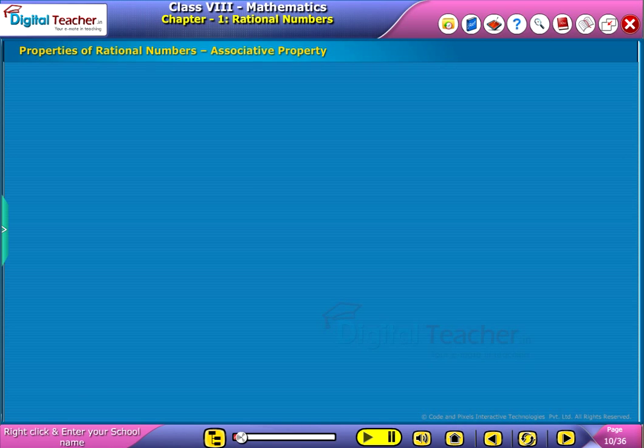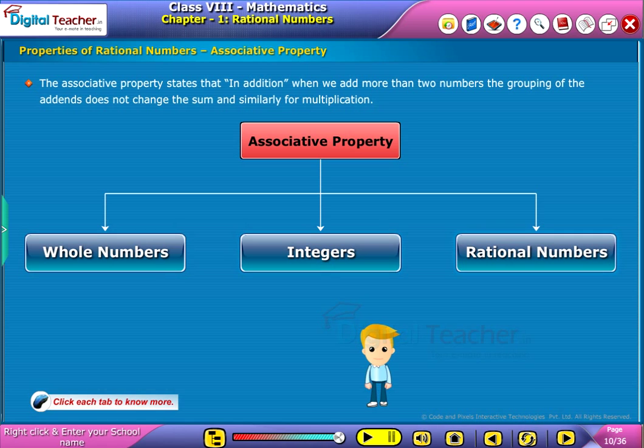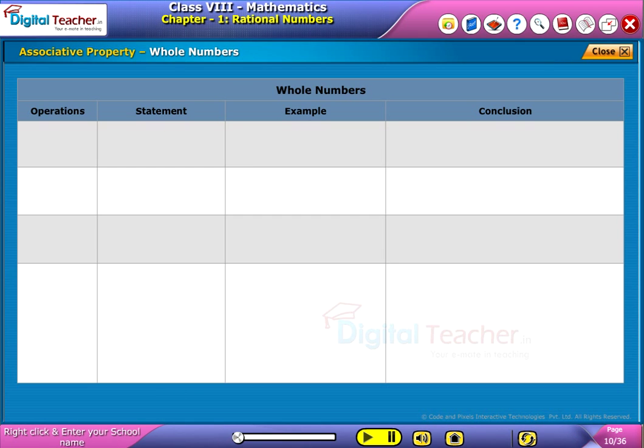Now, let us learn in detail about associative property along with the operations under whole numbers, integers, and rational numbers. Let us see the associative property of operations on whole numbers.